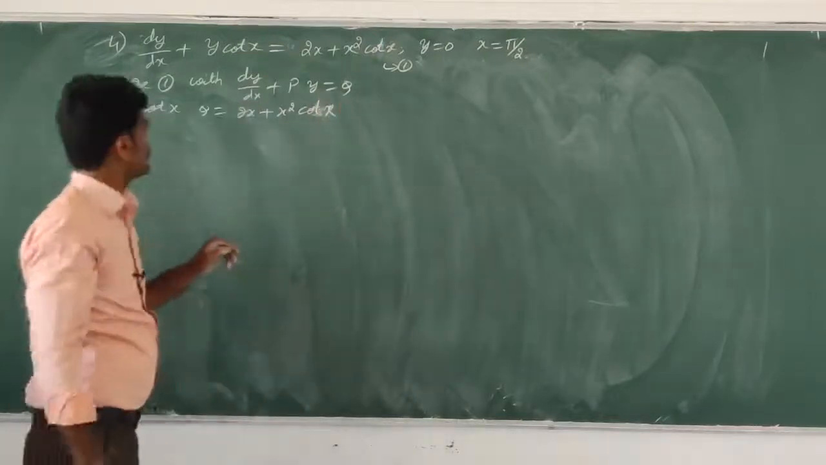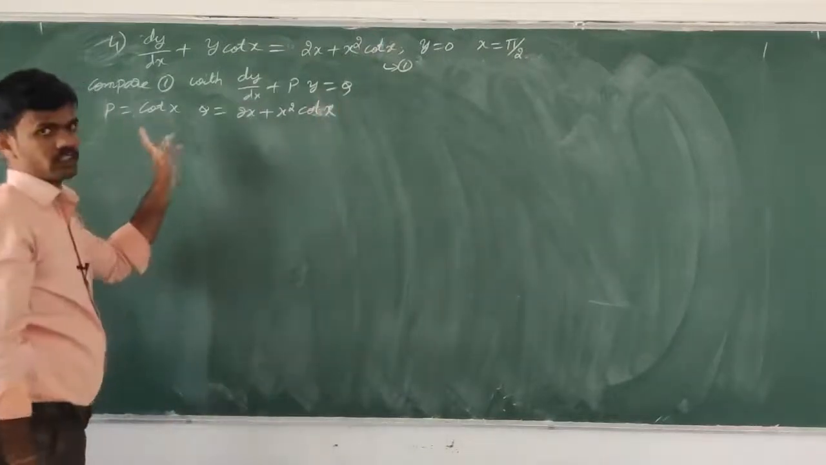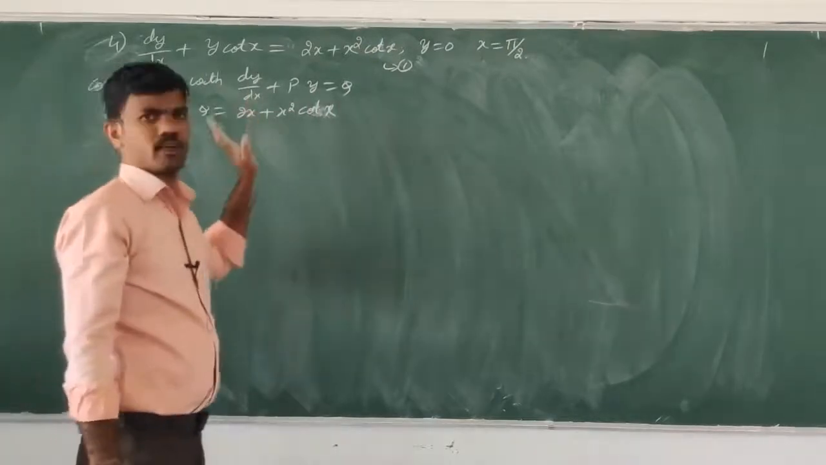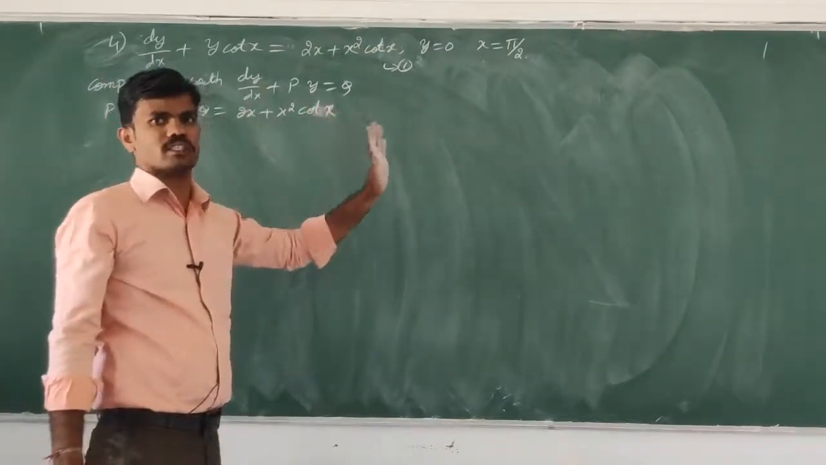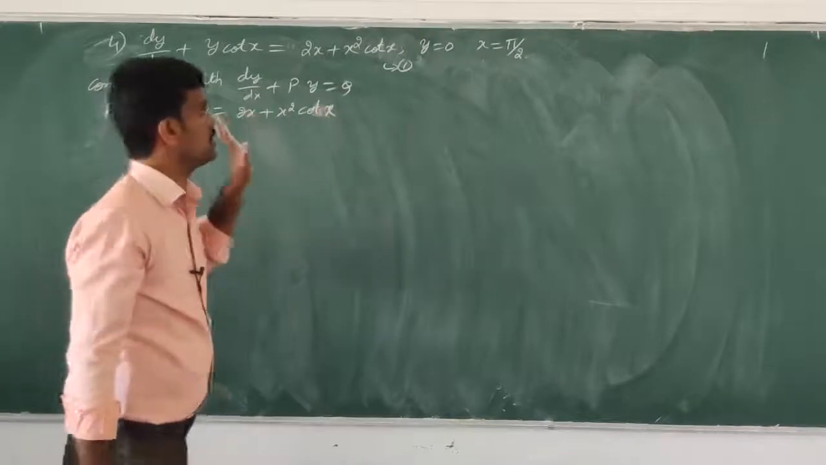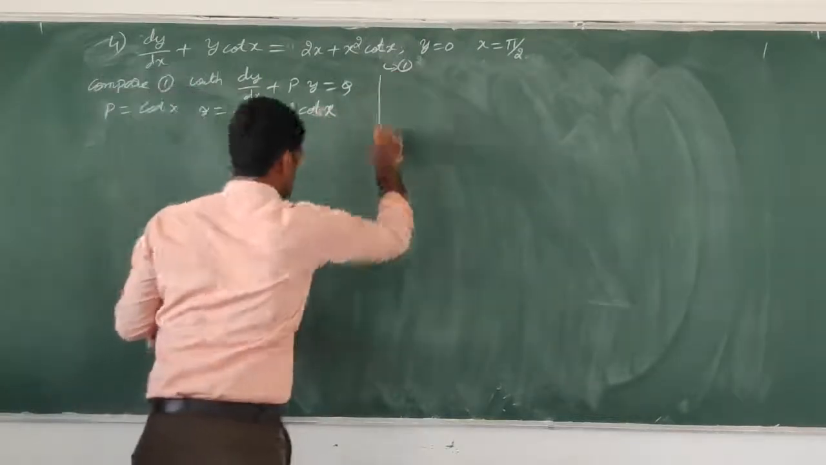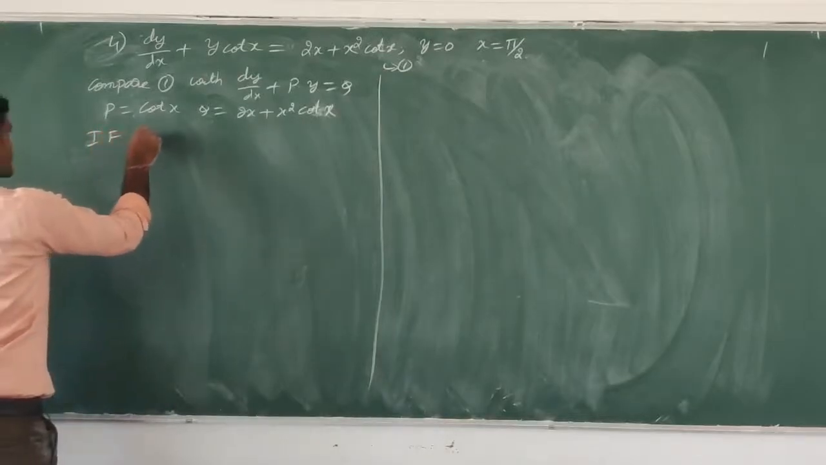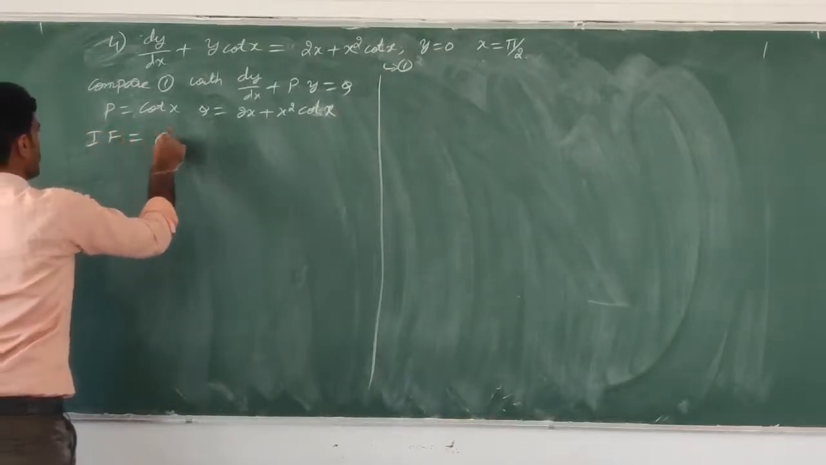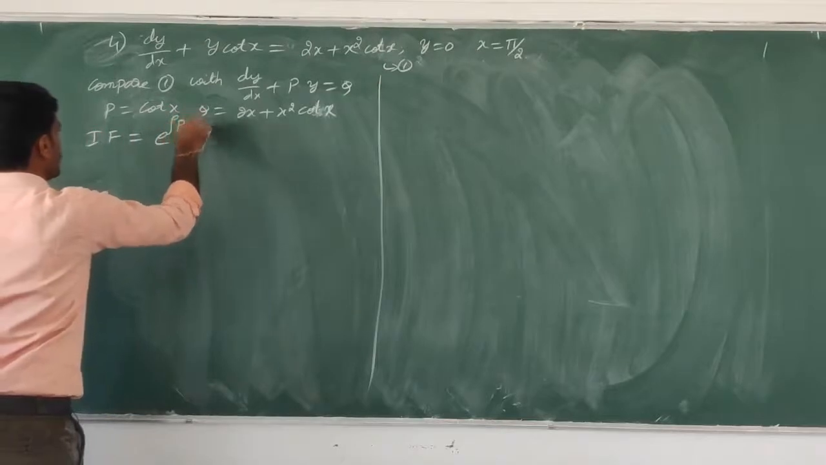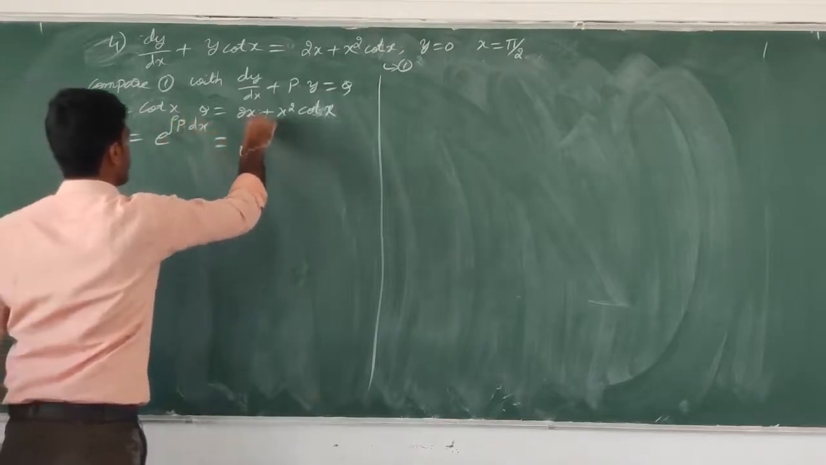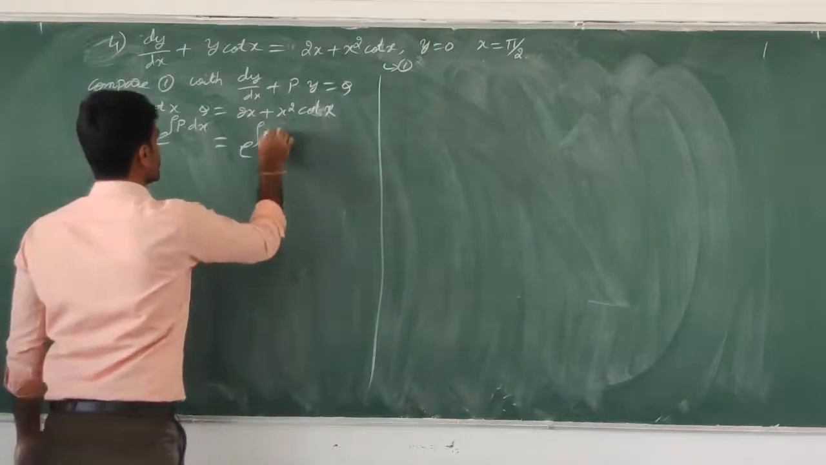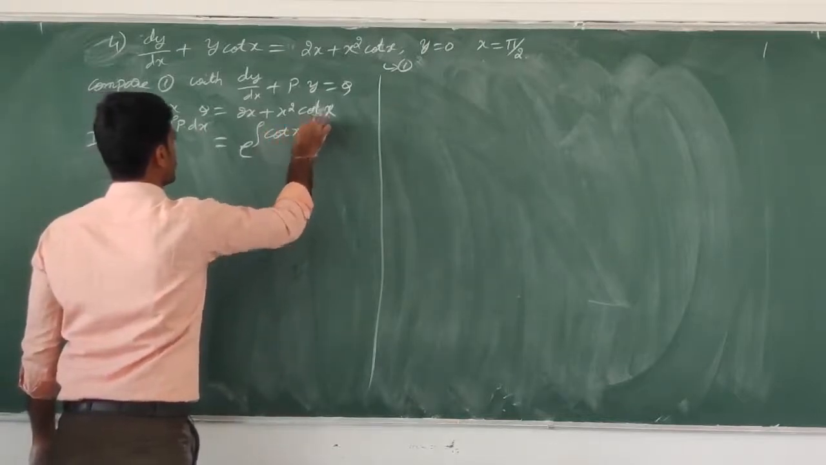Okay. So now p and q are functions of x alone, or those two functions are free from the variable y. Therefore, the given differential equation is a linear differential equation in y variable. Next we have to find the integration factor by using the formula e to the power integration of p into dx. So that is equal to e to the power integration of cot x into dx, since the value of p is cot x.